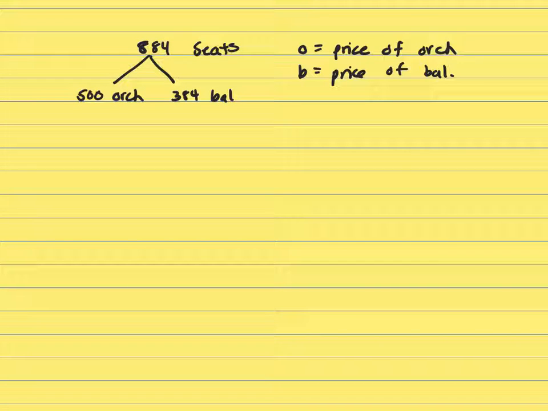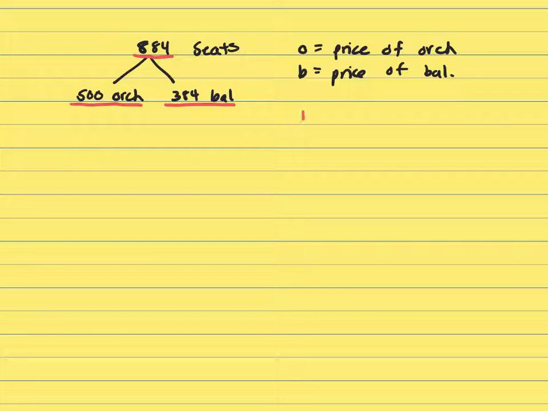I have, in a theater, there's 884 seats. And it tells me in the problem that 500 are orchestra and the rest are balconies. That means there must be 384. And in this problem, we're trying to figure out the total revenue from last night's performance.